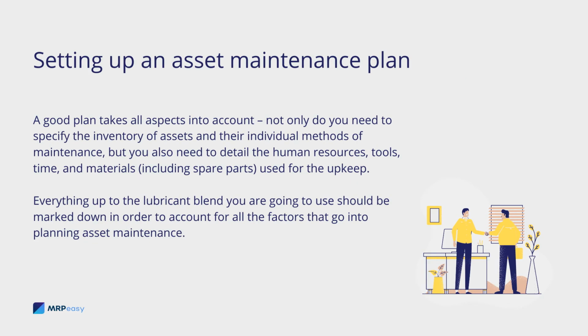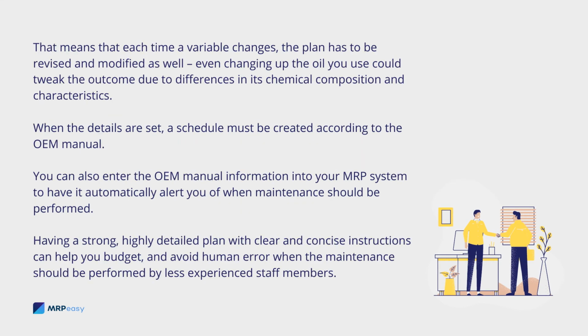A good plan takes all aspects into account. Not only do you need to specify the inventory of assets and their individual methods of maintenance, but you also need to detail the human resources, tools, time, and materials, including spare parts, used for the upkeep. Everything, up to the lubricant blend you are going to use, should be marked down in order to account for all the factors that go into planning asset maintenance. That means that each time a variable changes, the plan has to be revised and modified as well. Even changing the oil you use could tweak the outcome due to differences in its chemical composition and characteristics.